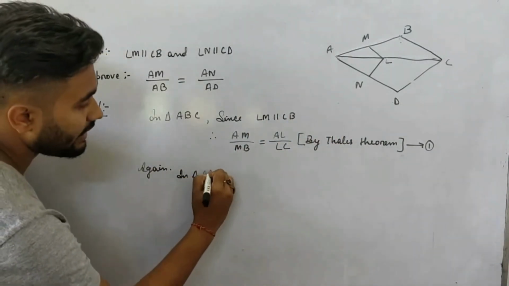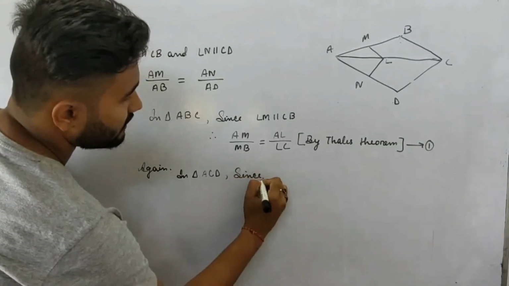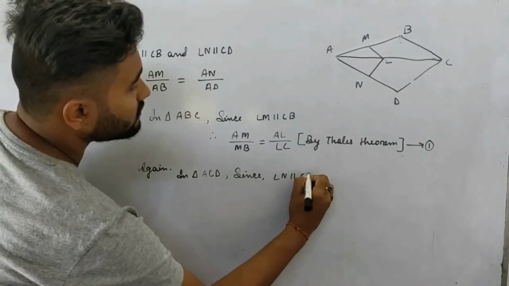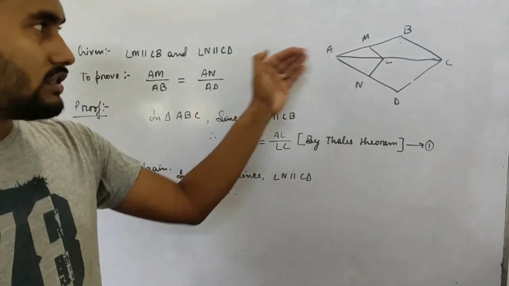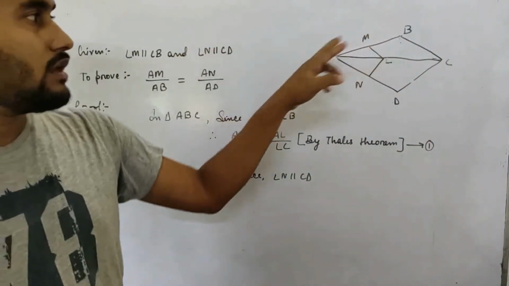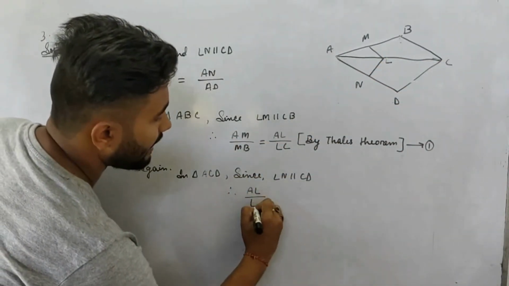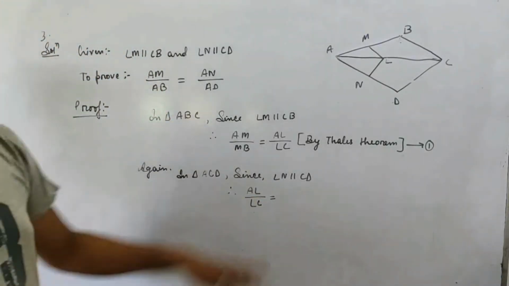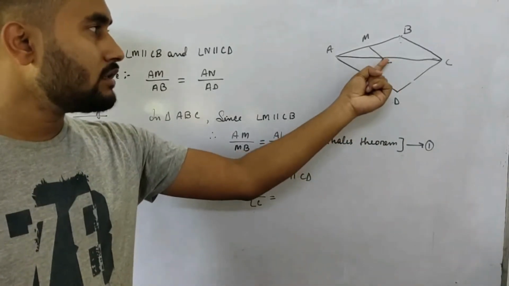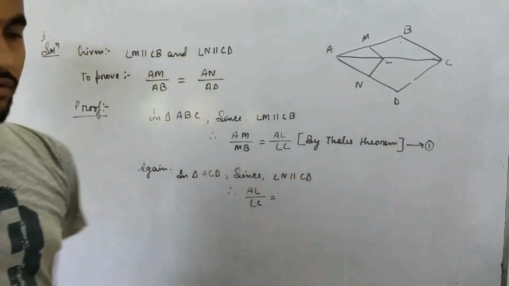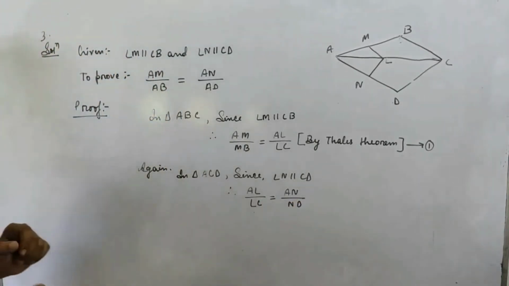So in triangle ACD, since LN is parallel to CD, so therefore what will I have? I will go this way only, like how I did this one, this way. That is AL by LC. AL by LC will be equal to another one, AN by ND. This is the parallel line, right? So you have to wait here. AN and then ND. So AN by ND. Understood?